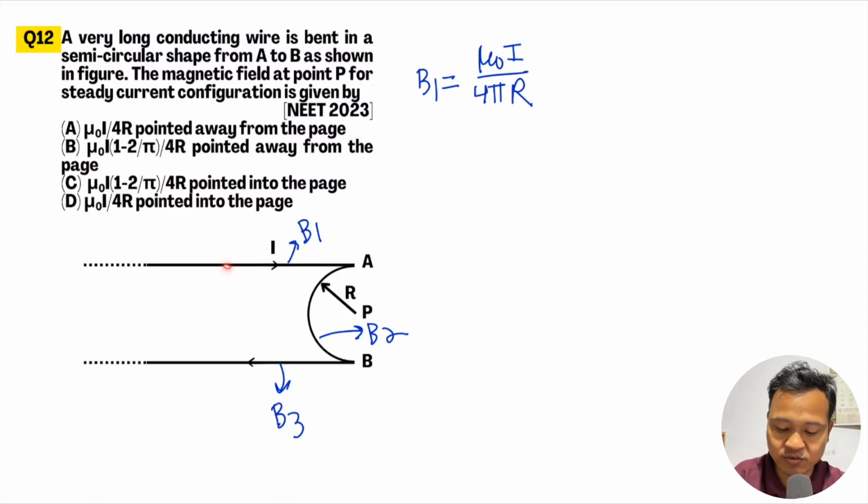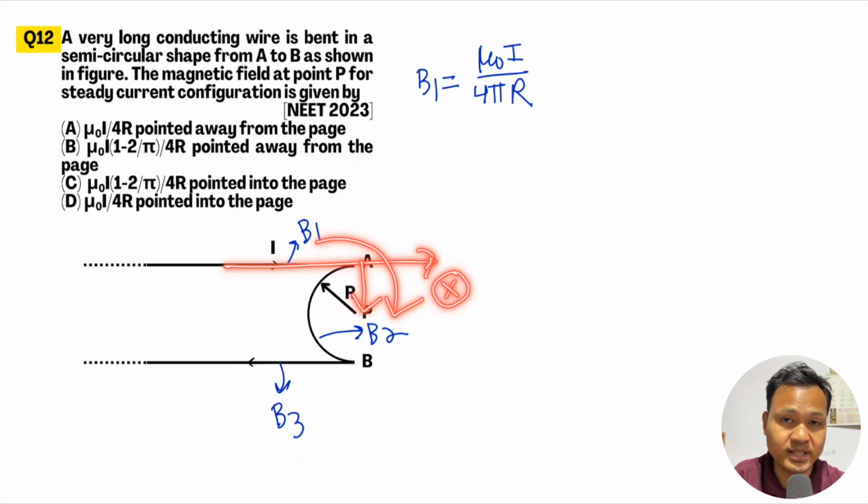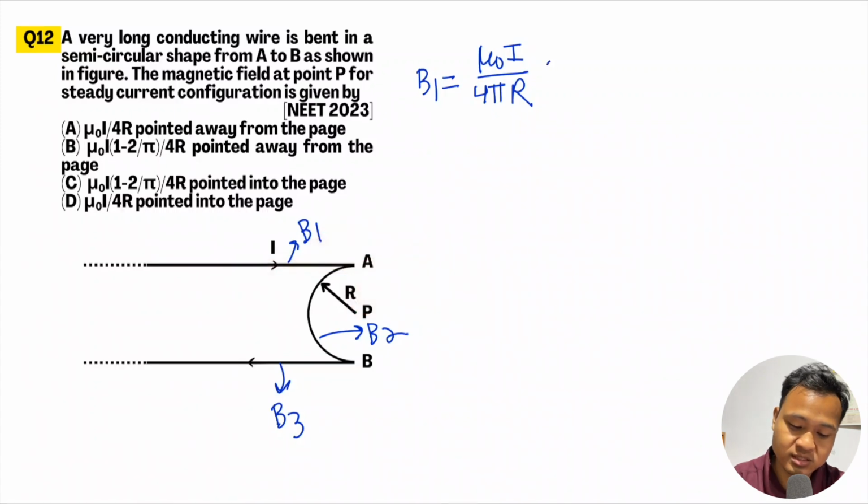Now the direction. Take your right hand, you follow the current. So this is DL. Then DL cross R, R from the wire to the point. So DL cross R means your fingers will be pointing inwards. Right hand thumb rule. So that means this is inwards.